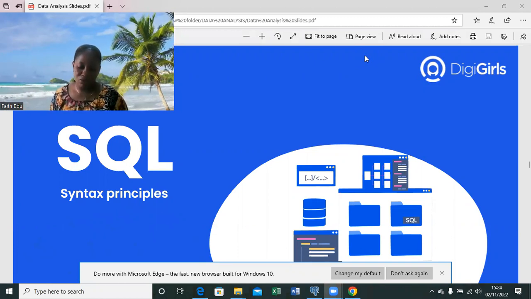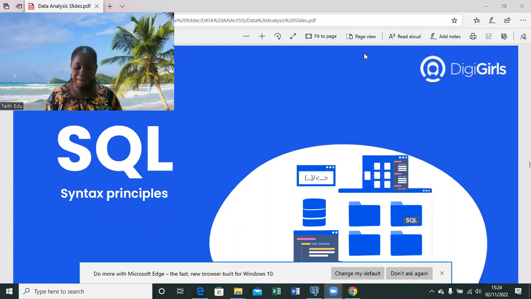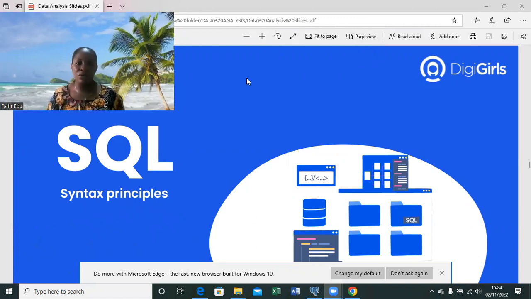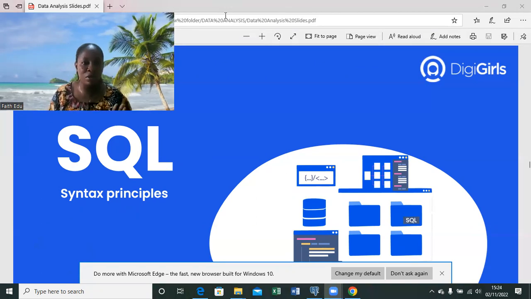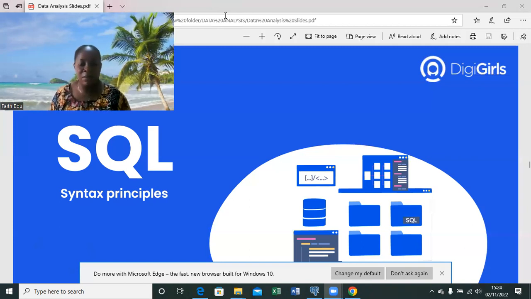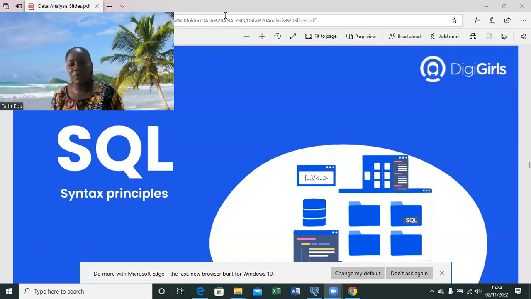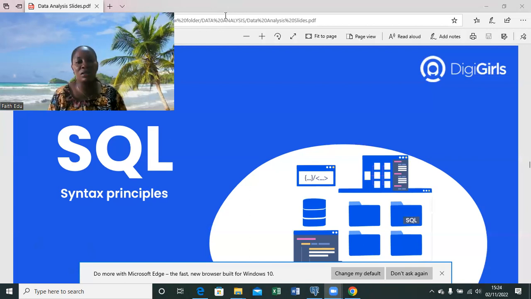In our last class, we talked about writing SQL statements. We mentioned the 5 types of SQL languages: the data definition language, the data control language, the data query language, the data manipulation language, and the transaction control language. These are the 5 different types of language you can use in writing SQL statements.